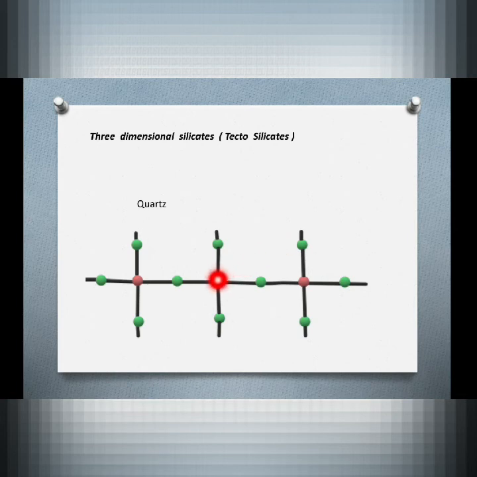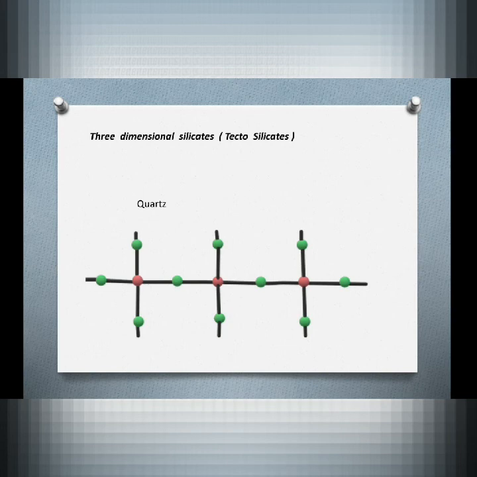If we consider this, this is the silicon atom, and these are 4 oxygen atoms. This is also connected to another silicon atom. This is also connected to another silicon atom, and this is a 3-dimensional network. It is infinite in this way, in this way, in this way, in all directions. It is a 3-dimensional network, and all 4 oxygen atoms are shared.